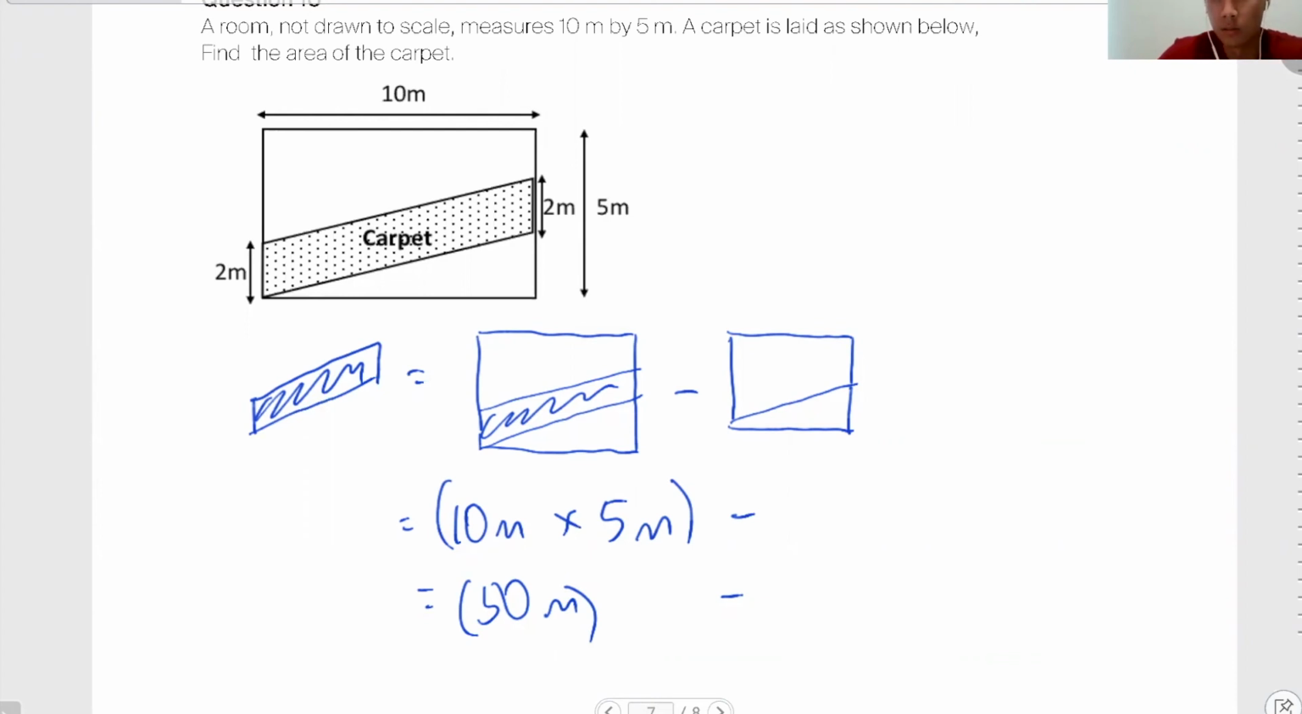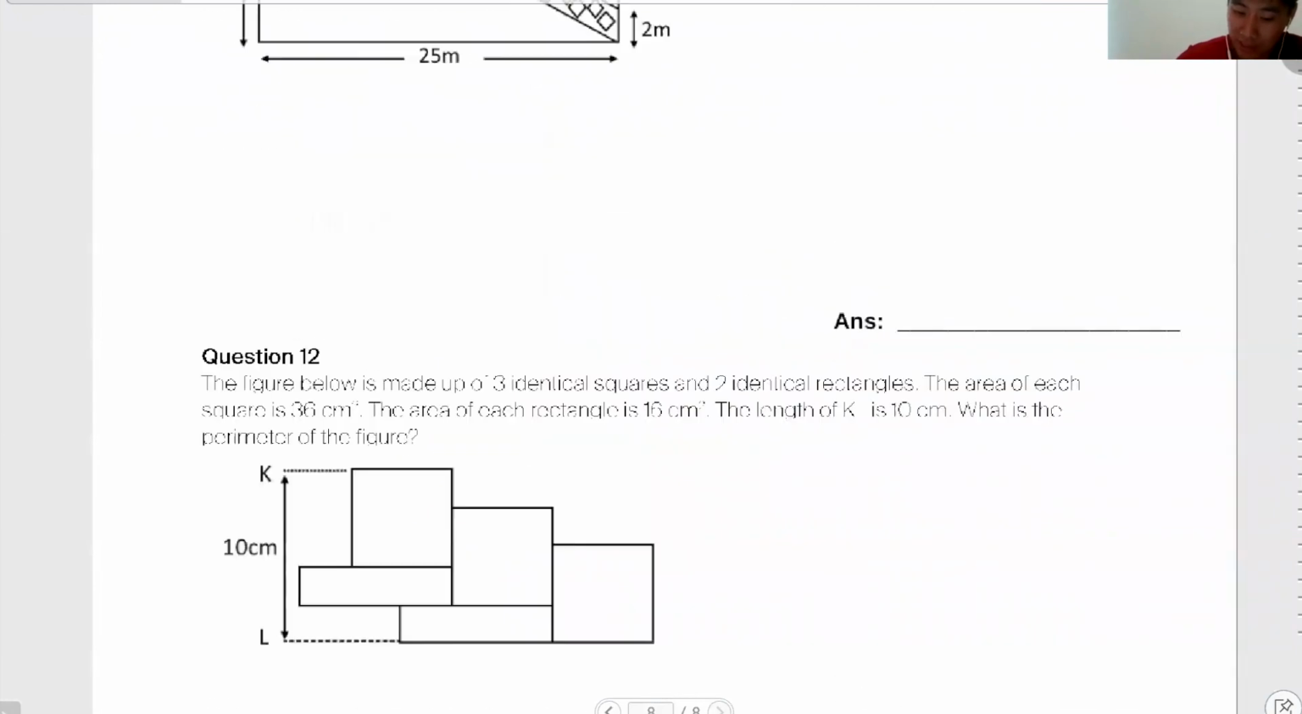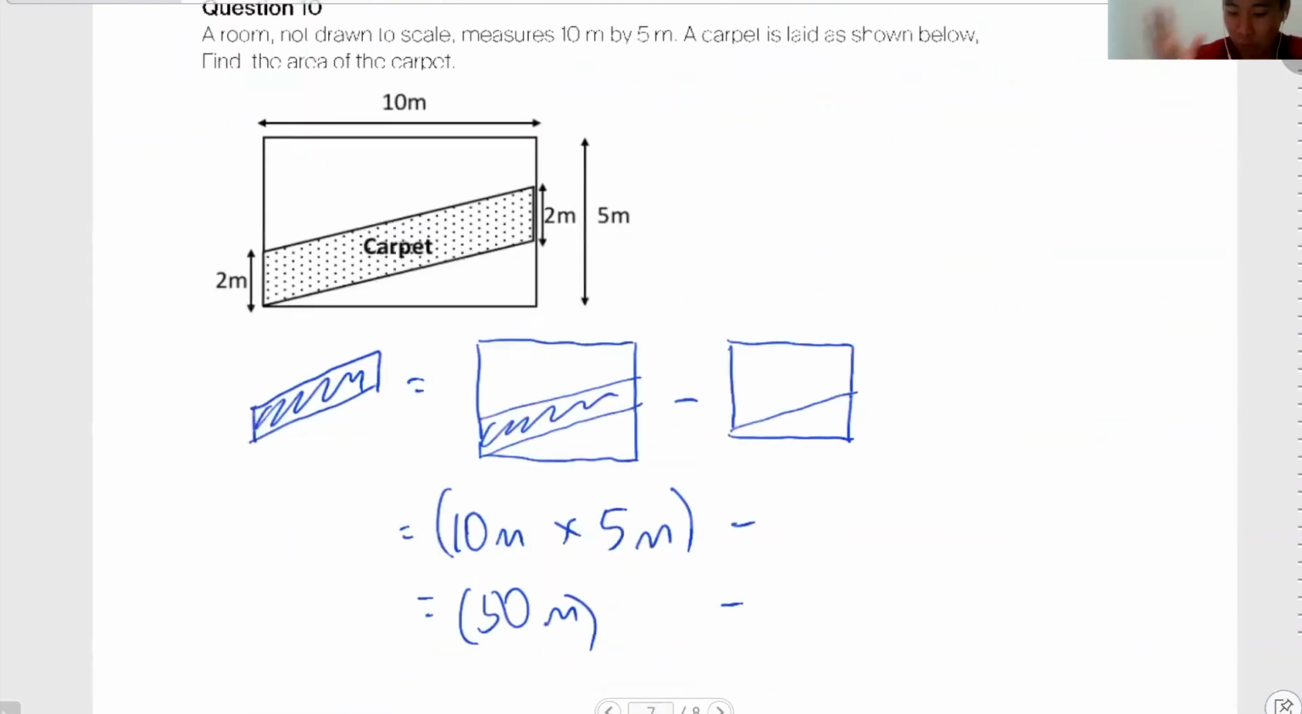Okay, now Matthew asked a question. Can you take 10 times 2 instead? Okay, the reason why, okay, you can, right? Because eventually you find out that you will get the right answer. Okay, but the thing is that when the shapes get a little bit more interesting, right? I want you to just have the understanding that this by right should be the right method.